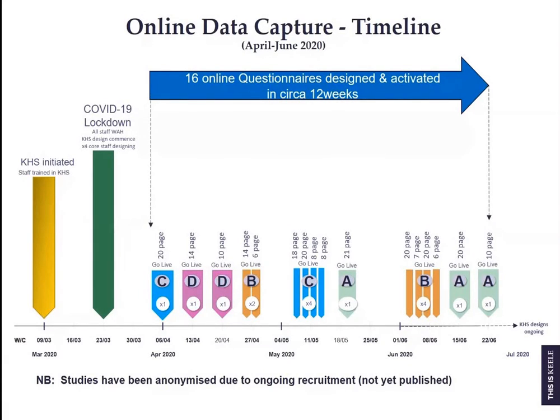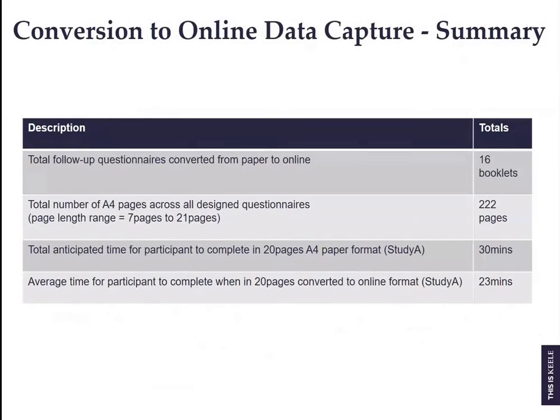It's also worth highlighting that alongside these designers, there was a specific task and finish group formed, and they were responsible for the management, review and standardisation of processes that were required. And a few further summary points to pick up, as mentioned earlier, across the 4 studies, a total of 16 booklets ranging between 7 and 21 pages were converted, and that equates to about 222 pages of A4.